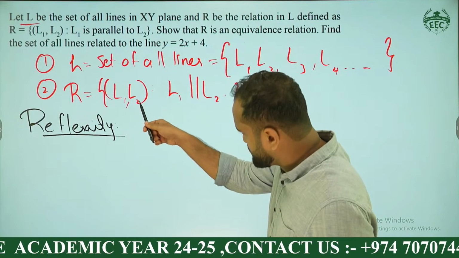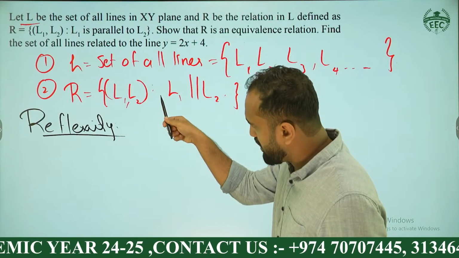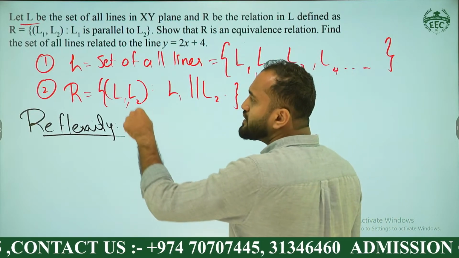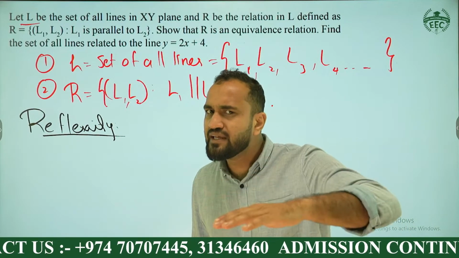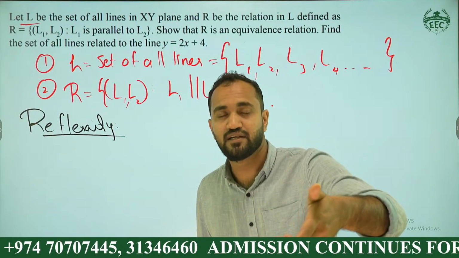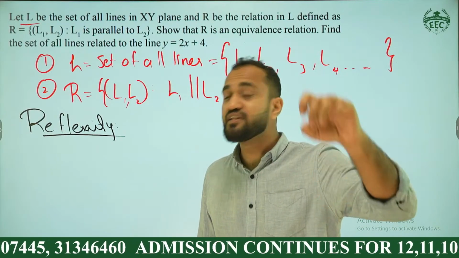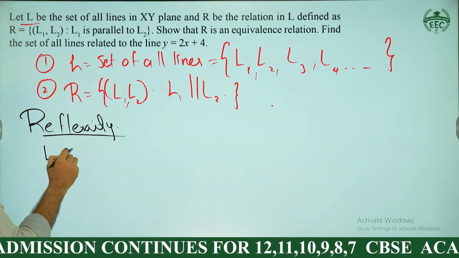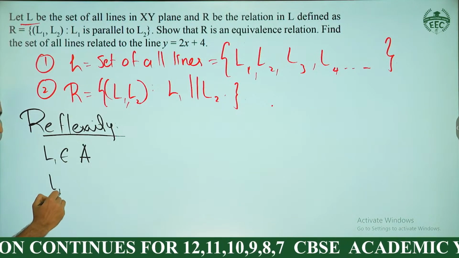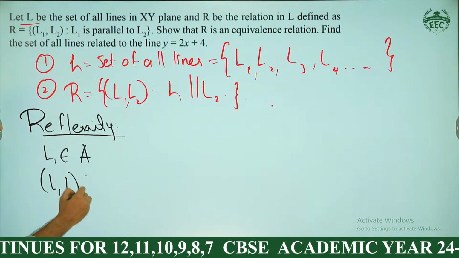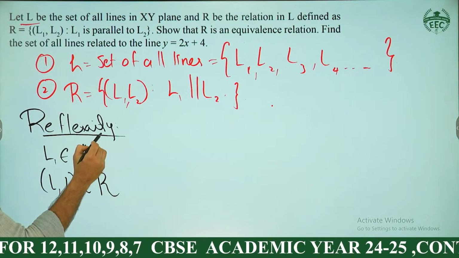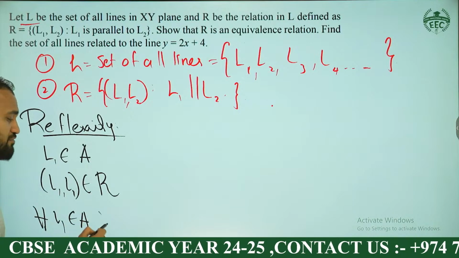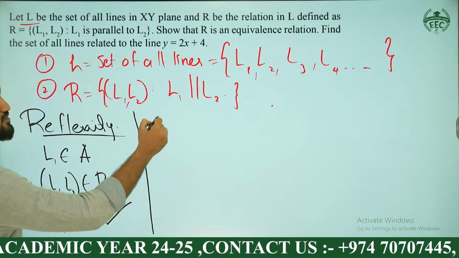(L1, L2) is in the relation R if L1 is parallel to L2. Yes or no? Yes. Then my question is whether (L1, L1) will be there. Is a line parallel to itself? Yes. Every line is parallel to itself. In that case, I can say that if L1 is an element of set A, then (L1, L1) should always be an element in the relation R. This happens for every L1 in the set A. Therefore, I can say that the relation is reflexive.